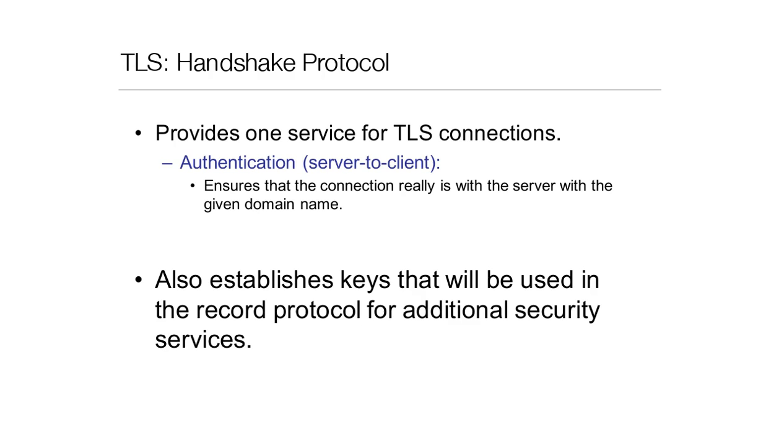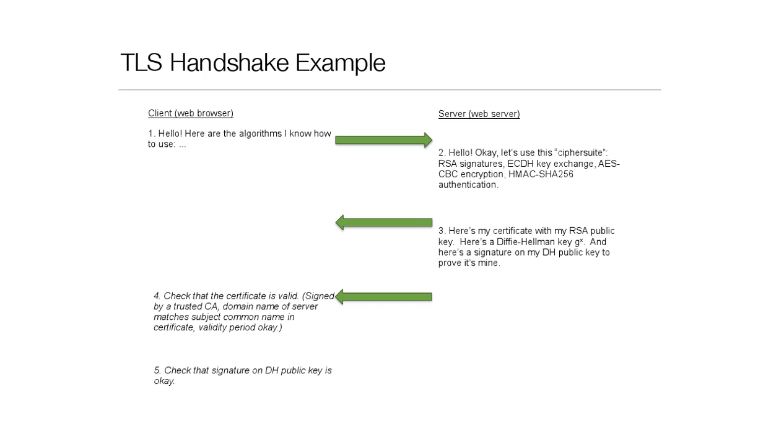And this is a handshake example. First the client says, hello, here are the algorithms I know to use, and I'm going to use this set of algorithms for my data communication with you. And the server says, hello, okay, let's use the cipher suite you choose. Usually the server has a bigger range of cipher suites. The client has a smaller set because the client is a small machine, and the server is a big machine that can facilitate many things.